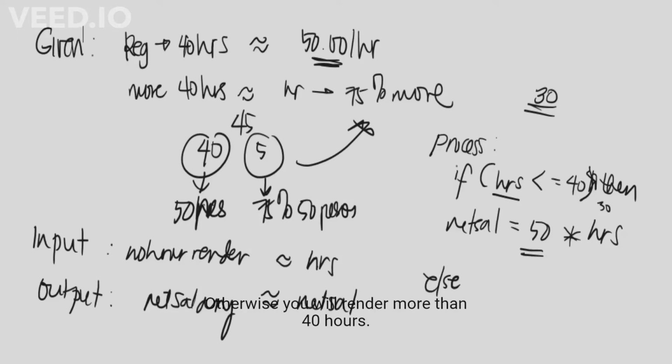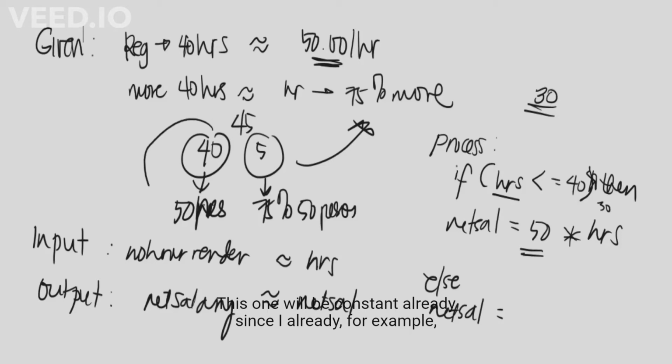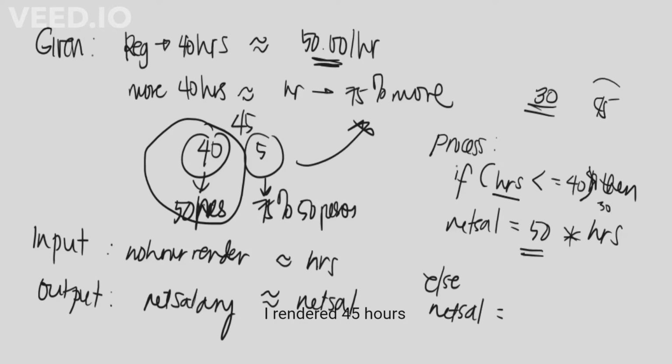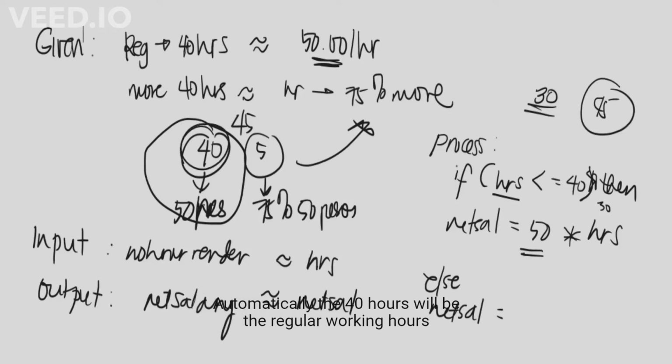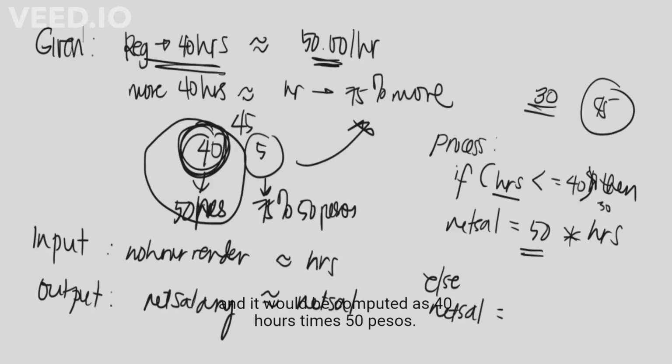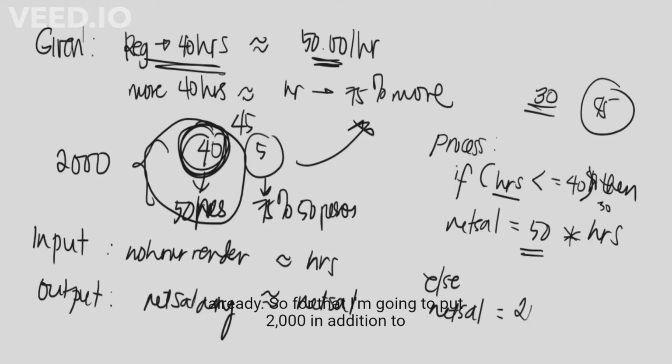Otherwise, you will render more than 40 hours. So the computation of the net sal will not be the same as the first statement. How are we going to compute for that? Again, take note of this. This one will be constant already since, for example, I rendered 45 hours. Automatically, the 40 hours will be the regular working hours and it will be computed as 40 hours times 50 pesos. So if you do that, you have 2,000 pesos already. So for that, I'm going to put 2,000.